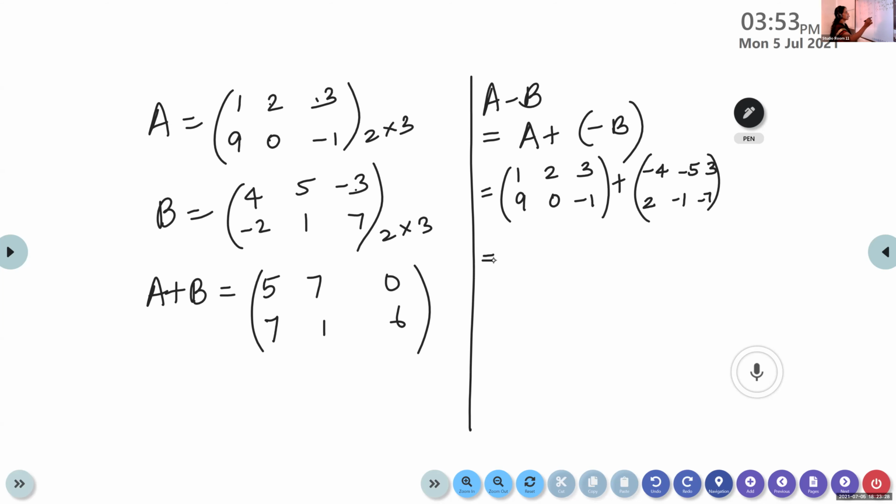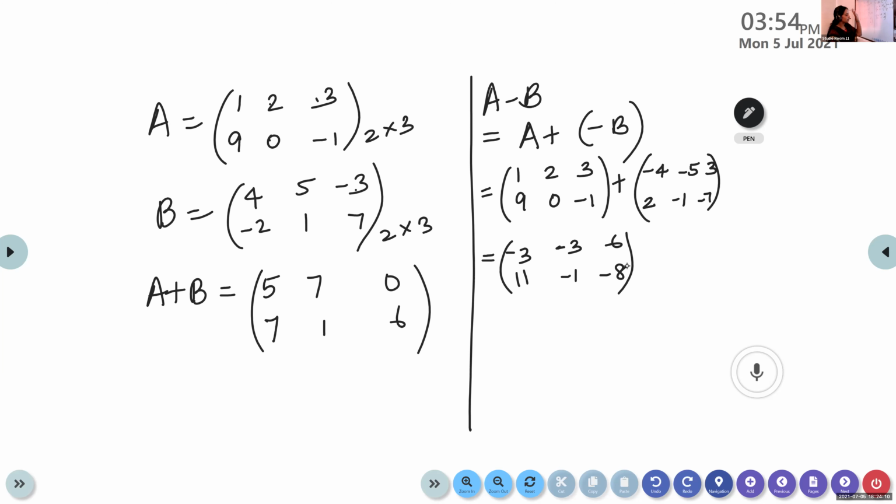Yes, Aparna, what is the answer? Minus 3. Minus 3. 6, 11. Minus 1 and minus 8. Is it clear, children? Is it correct? Okay.